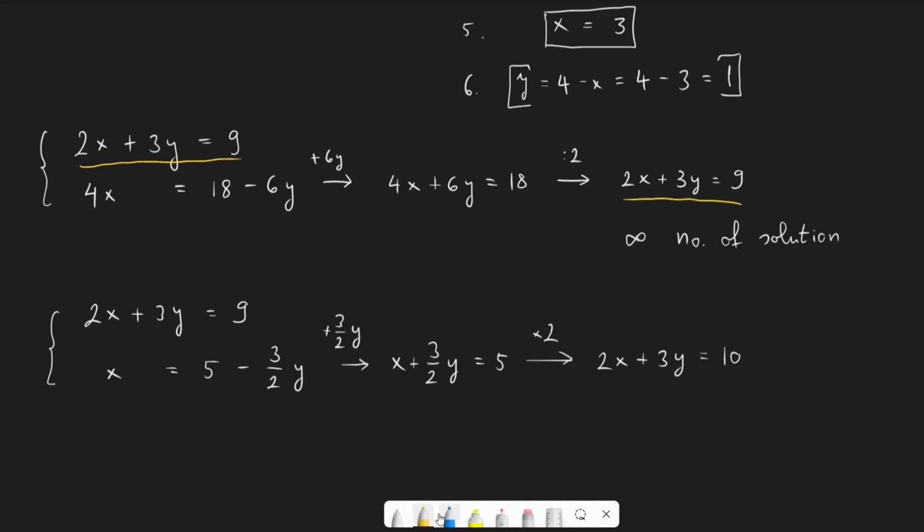And as you can see, in this first equation, we have the same expression on the left hand side as in the second equation, but we have a different number here. We have 9, but in the second equation we have 10. And this is a contradiction, and this is why we have zero solutions.